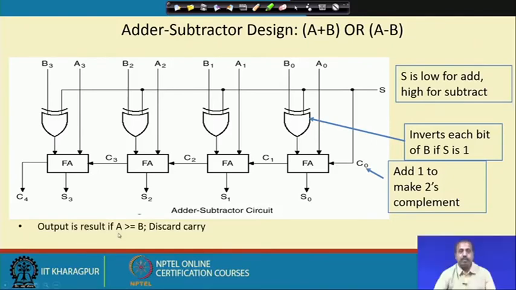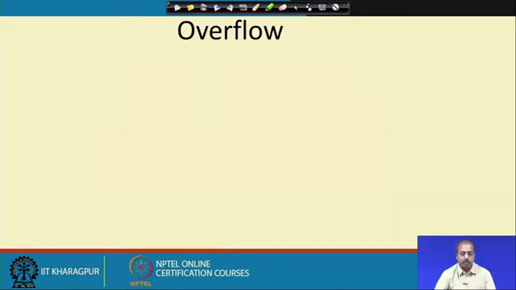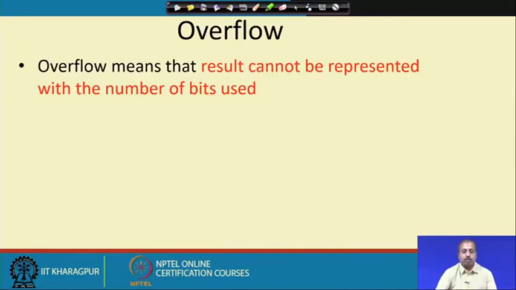Output is the result if A is greater than or equal to B. So, we just discard the carry bit, and the output is the 2's complement of the result if B is greater than A. If you want to get back the original value, then you have to take another 2's complement at this point. Now, overflow may occur. So, what is an overflow? It is when the result cannot be represented within the number of bits used.